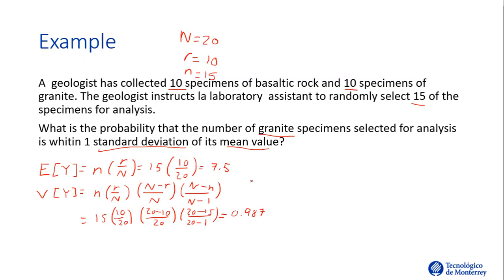If what we want to do is to find the standard deviation, we need to remember that the standard deviation is the square root of the variance. So, this is the square root of 0.987. That is about 0.99. That is almost 1. According to this, if we want to do an analysis of the elements within one standard deviation, what we need to do is something pretty easy. I'm going to take 7.5 plus minus 0.99.